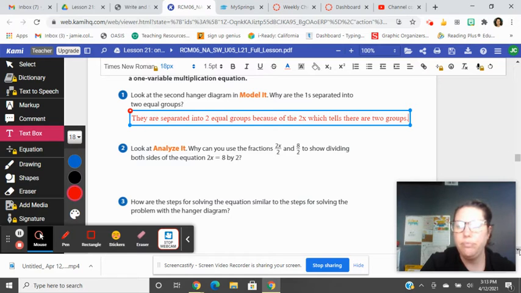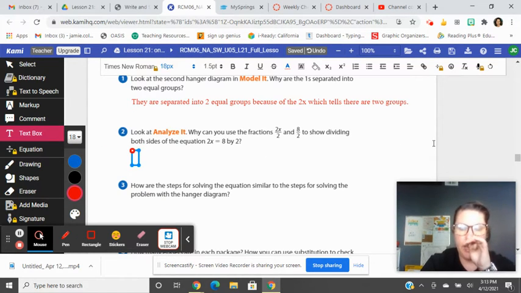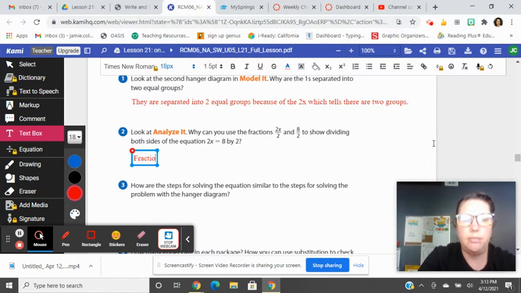Okay, number 2. Why can you use the fractions 2x over 2 and 8 over 2 to show dividing both sides of the equation 2x equals 8? And that's because fractions are a way to show division. So let's go ahead and put that. Fractions represent division.